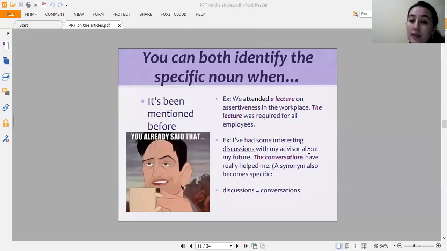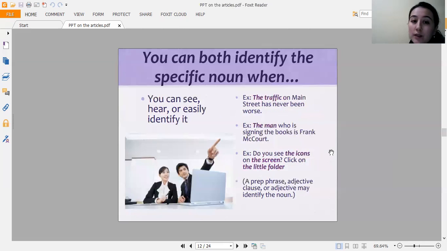I have had some interesting discussions with my advisor about my future. The conversations have really helped me. A synonym also becomes specific sometimes. So discussions, conversations. In the first case, the author was talking about the conversations, but named it with another name. He just gave the synonym, discussions. That's why the article the is used here. So you can see it or easily identify it. In these cases also the definite article the can be used.